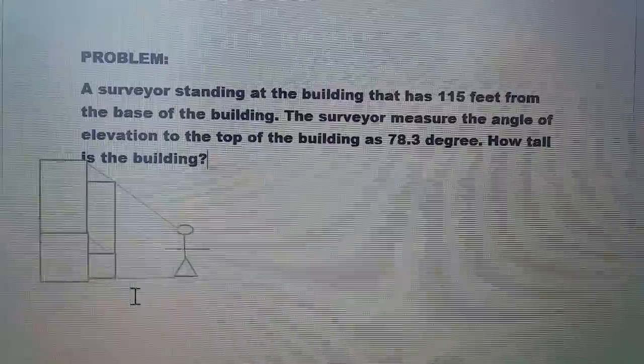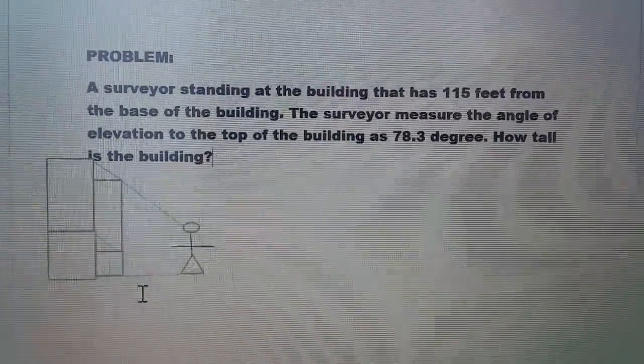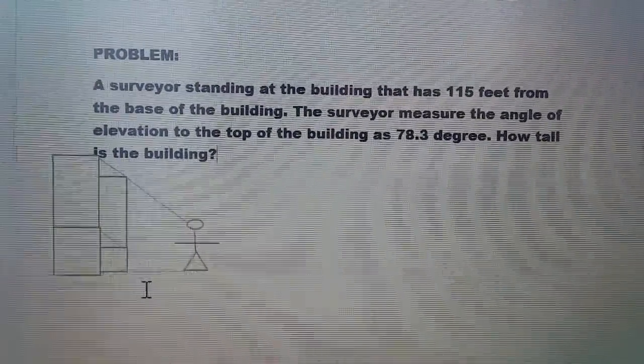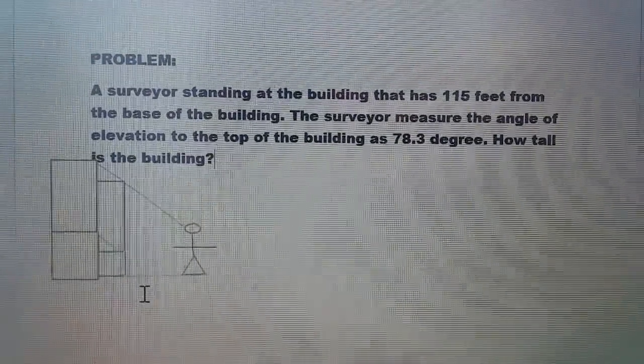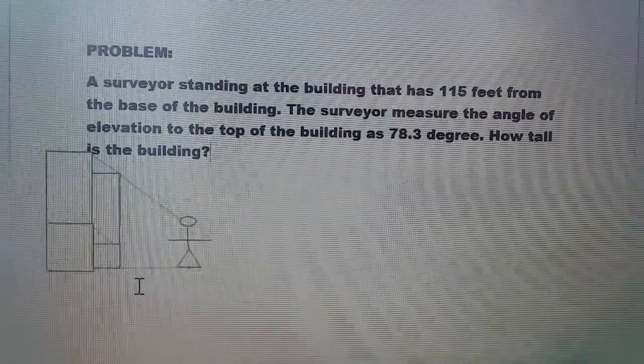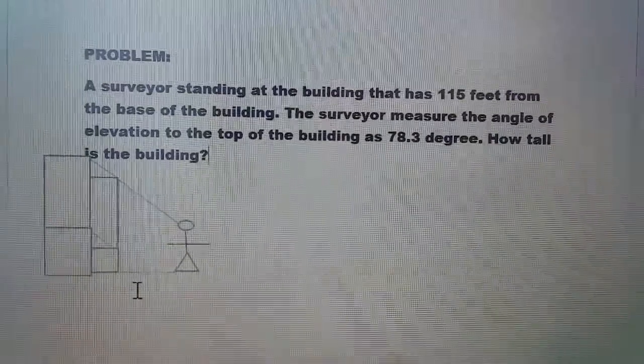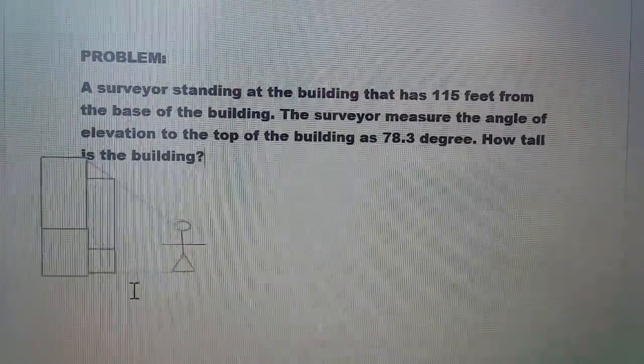For example, a surveyor is standing 115 feet from the base of a building. The surveyor measures the angle of elevation of the top of the building as 78.3 degrees. How tall is the building?